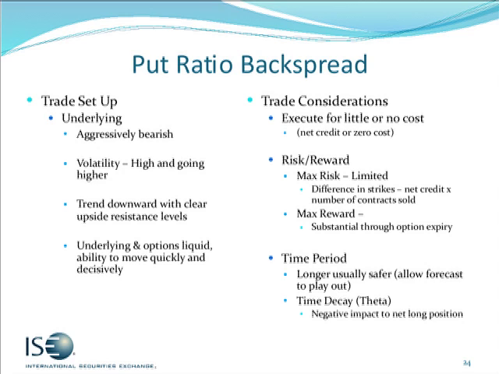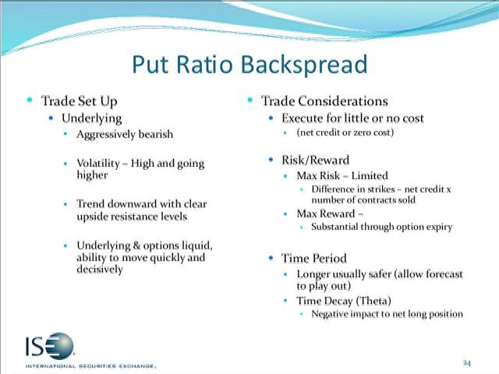Sorry, I apologize. We'll move through here, but I don't want to cause any mass confusion. Put ratio backspread. We just flipped this whole thing. Now we're going to be aggressive. We still need volatility to go high, and direction bearish, and high volatility, and the underlying is heading down. That's a good thing. We need to trend downward, but we need that upside consistent level.